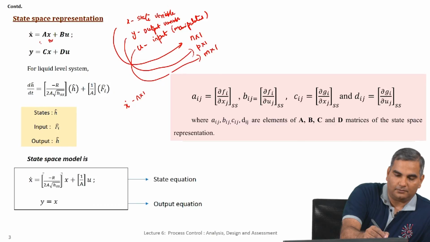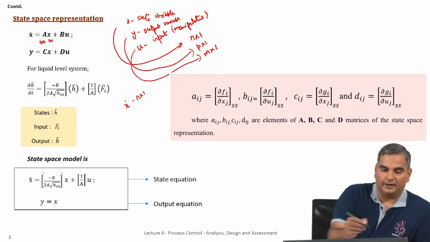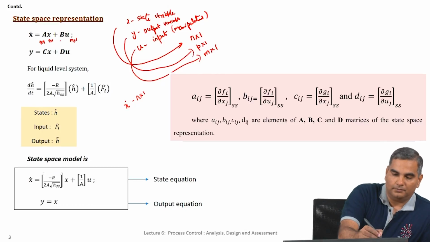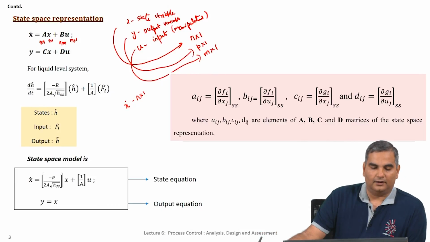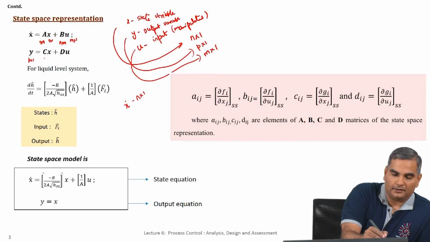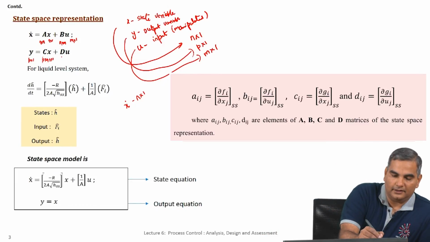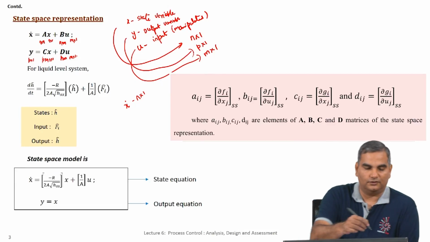So, this A matrix has to be n by n, only then you can do the matrix multiplication. Similarly, because u is m by 1, there are m inputs, this B matrix has to be n by m, so that this matrix multiplication can be done. Since y is p by 1, this C matrix has to be p by n because x is n by 1. Similarly, this D matrix has to be p by m and u is m by 1, so that you can do the matrix multiplication. So, this is the general scheme.